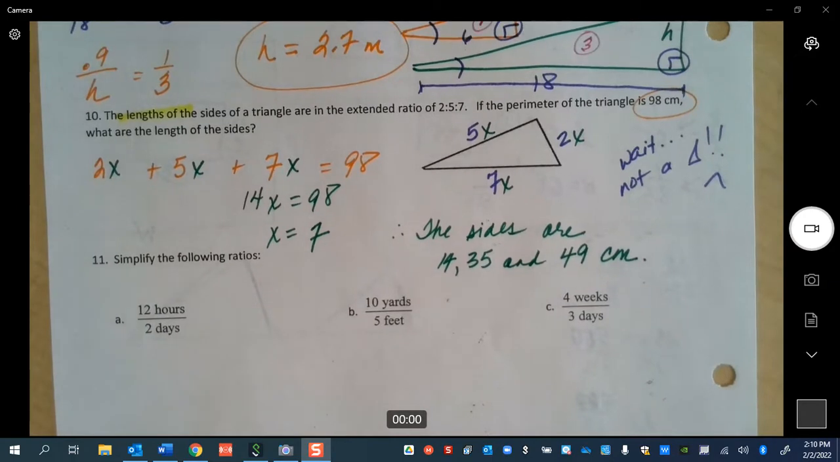Once I do this calculation to figure out what x is equal to, I substitute back into my problem. 2 times 7 is 14. 5 times 7 is 35. 7 times 7 is 49. Therefore, and make sure you use your units.